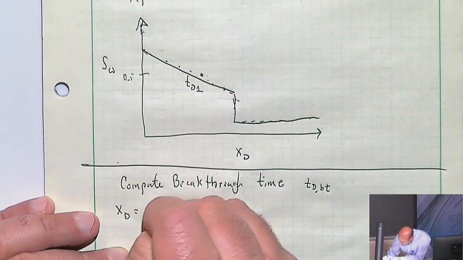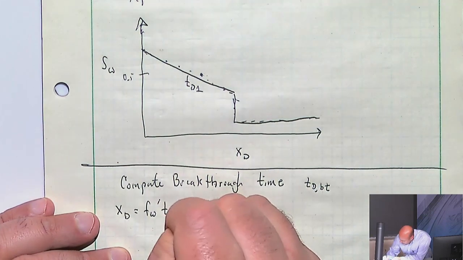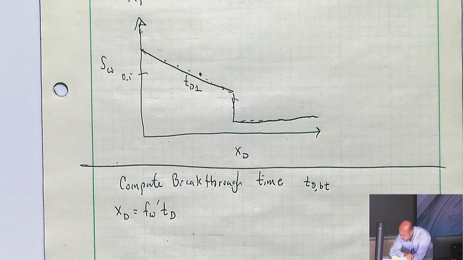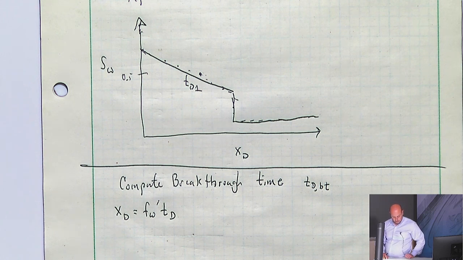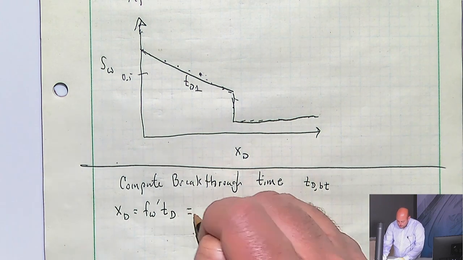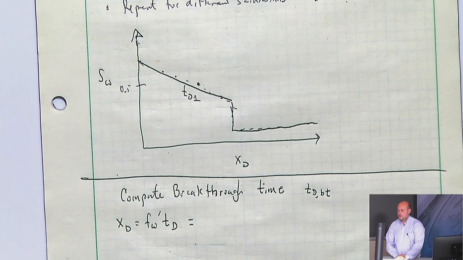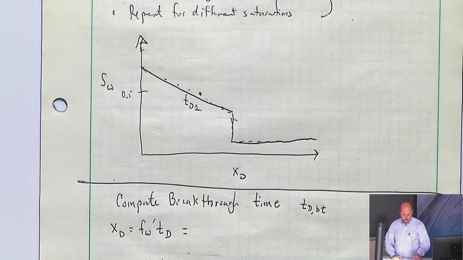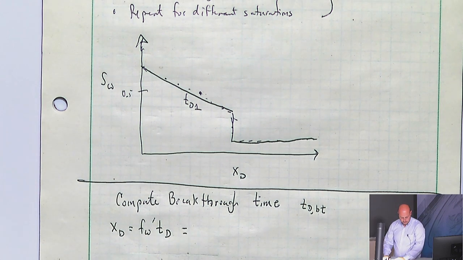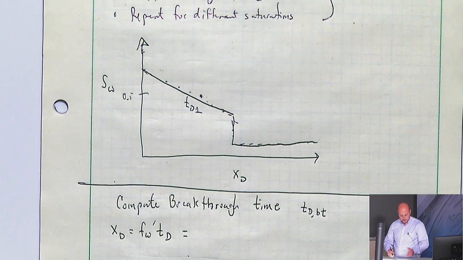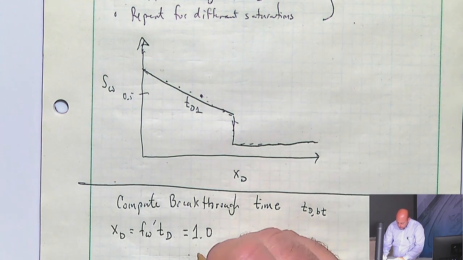If x_D is equal to f_w prime times t_D, then what is x_D equal to at the production well? Samuel Crow, what's x_D at the production well? I don't know. Okay, so x is the distance, and x_D goes from 0 to 1. So x_D is 0 at the injector and it's 1 at the producer. So at the producer well, x_D is 1.